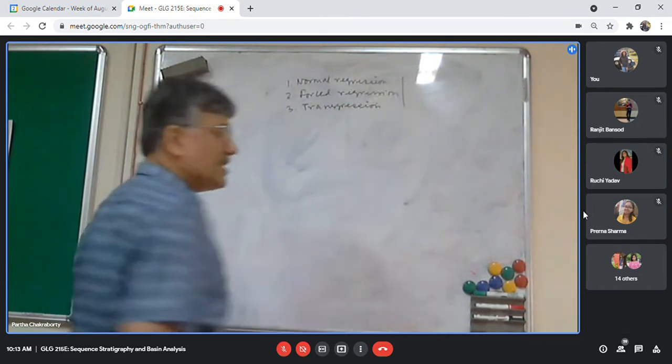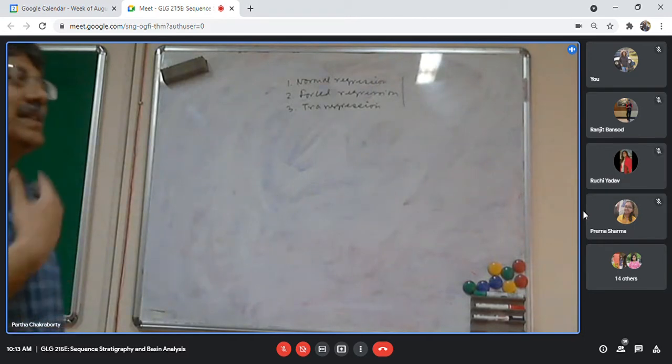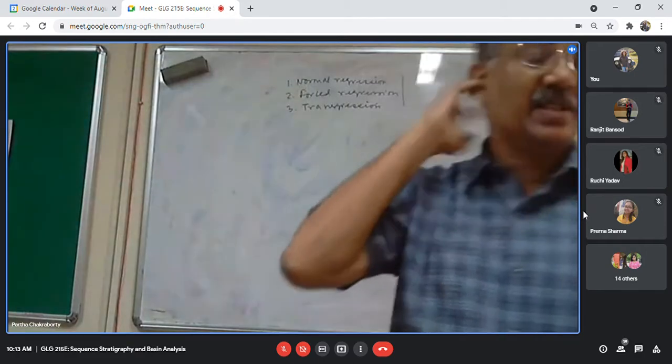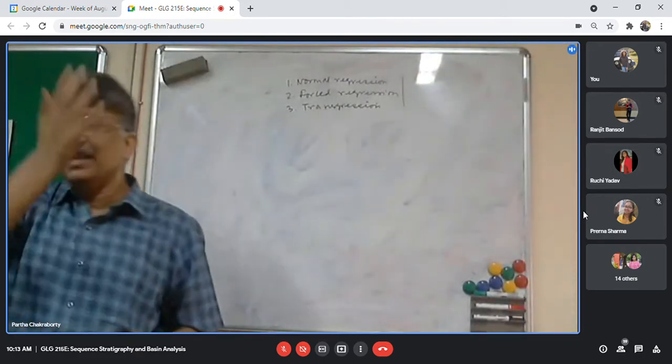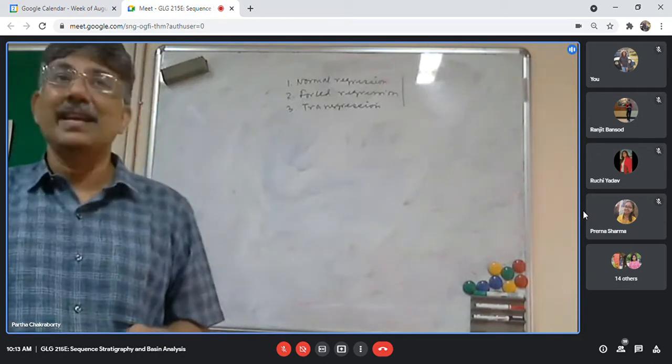These are the three stages I described in the base level curve, with the superimposition of sedimentation rate and the rate of base level change. So now, how do we really define the three cases?